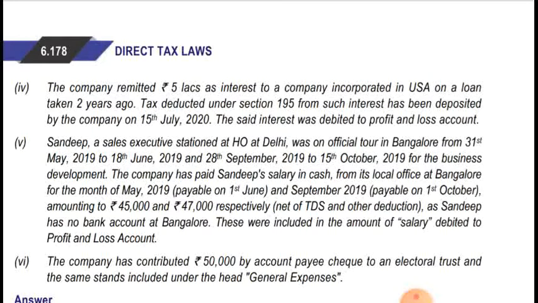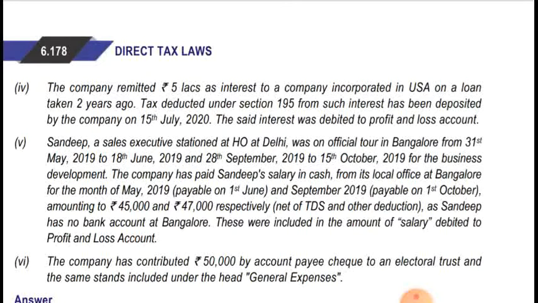The company paid Sandeep salary in cash from its local office in Bangalore for the month of May 2019, payable on 1st June, and September 2019, payable on 1st October, amounting to rupees 45 lakhs and 47 lakhs respectively, net of TDS and other deductions, as Sandeep has no bank account in Bangalore. These were included in the amount of salary debited to profit and loss account. So no treatment, as Mr. Sandeep is going for 15 days or more.